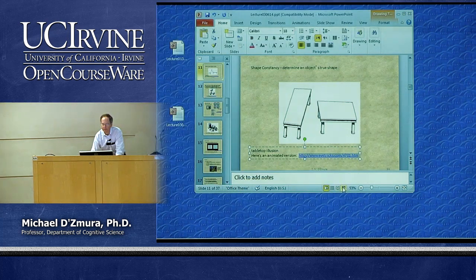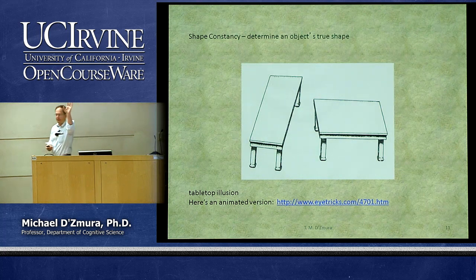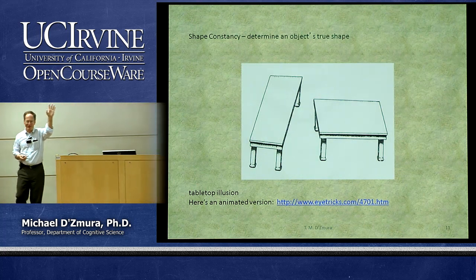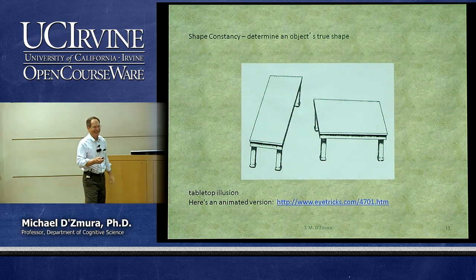So does this make sense to people? We're reconstructing a three-dimensional world, and this can lead to some illusions.